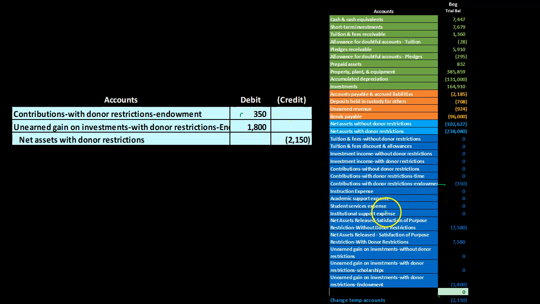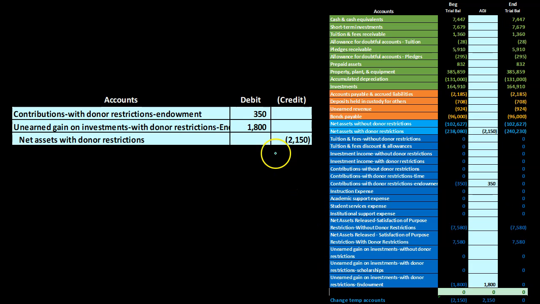Then we've got the unrealized gain. It has a credit in it. We need to make it go down. We're going to debit it. And then the credit is going to go to the net assets with donor restrictions. Here's the credit, net assets with donor restrictions. All right, so if we post this out, we're going to say here's the contributions. It has a credit in it. We're going to debit it, making it go down to zero. We've got the unrealized gains. It has a credit in it. We're going to debit it, making it go to zero.